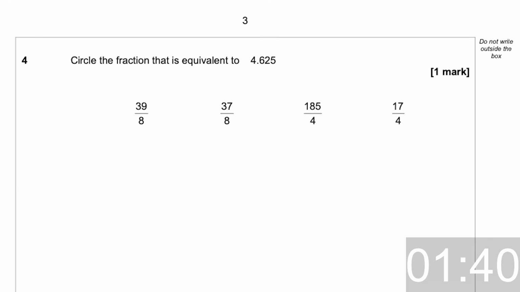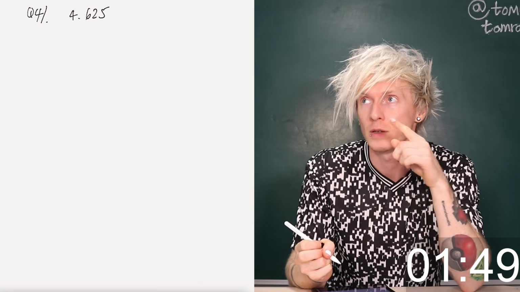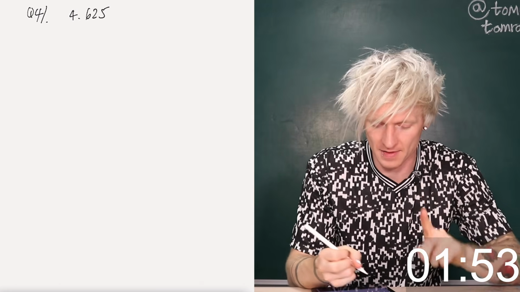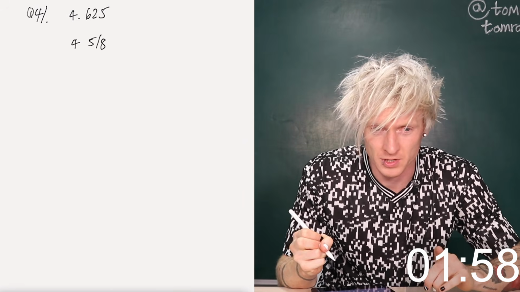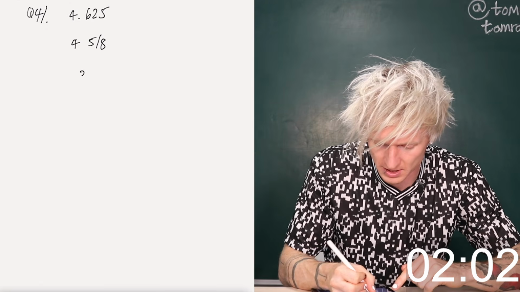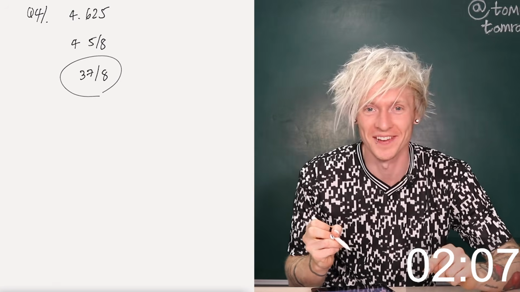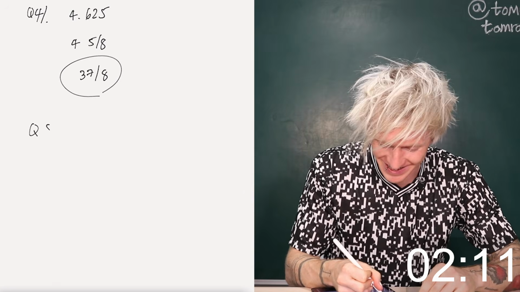Okay, question 4. Circle the fraction that is equivalent to 4.625. Ooh. So I know 0.5 is a half, 0.125 is an eighth, so that's 5/8, so that's 4 5/8. Okay, and it wants me to convert that into eighths, so 4 lots of 8 is 32, so it's 37 over 8, which is there, so I'm going with that, 37 over 8. Okay, going well so far, question 5 already.